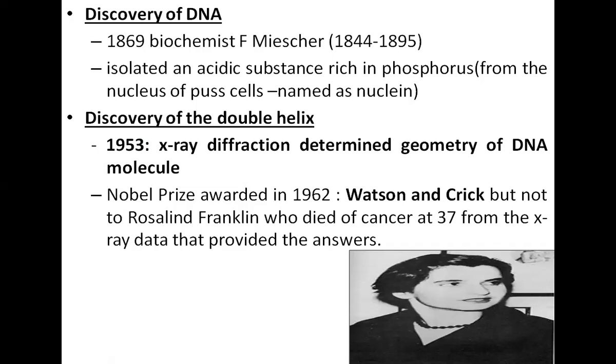In the year 1869, biochemist F. Miescher for the first time discovered the DNA, okay? And he isolated an acidic substance rich in phosphorus, from the nucleus of pus cells, and named it nuclein. Now let us focus on the discovery of the double helix, okay?